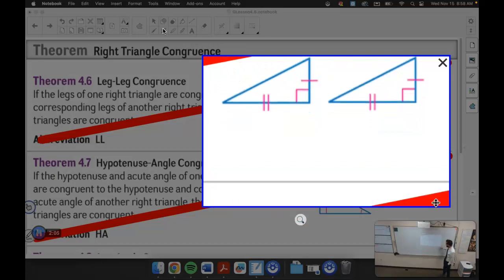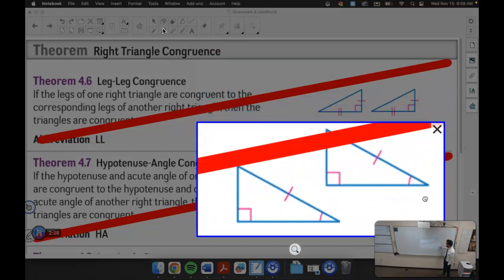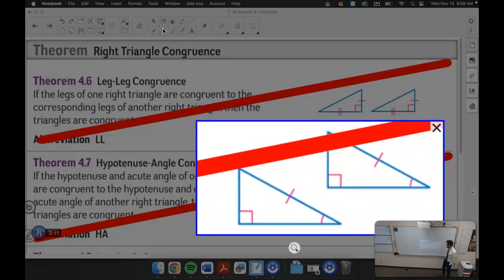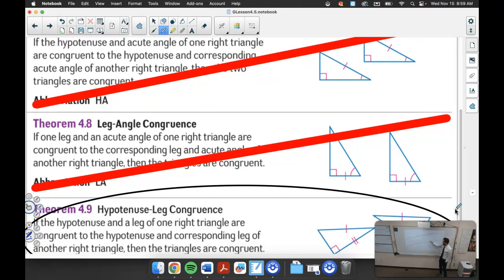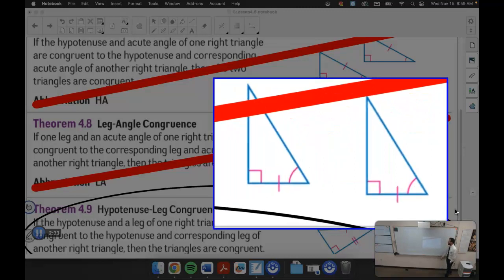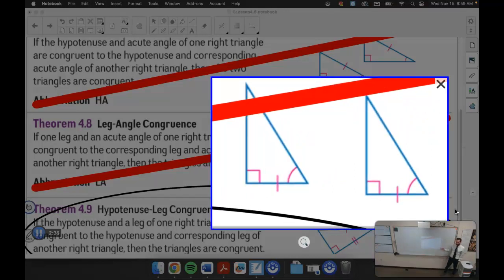If I go to the next one, what about this guy right here? This is angle side, so we already know that one. This is called HA, hypotenuse angle. And then you've got this one as well. This is angle side angle, or leg angle.